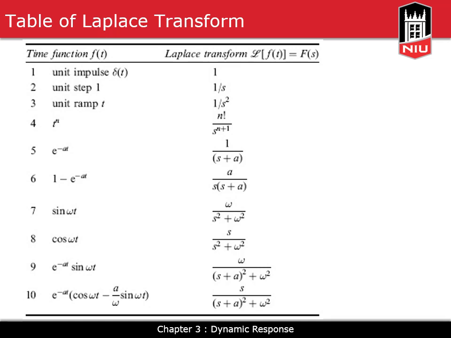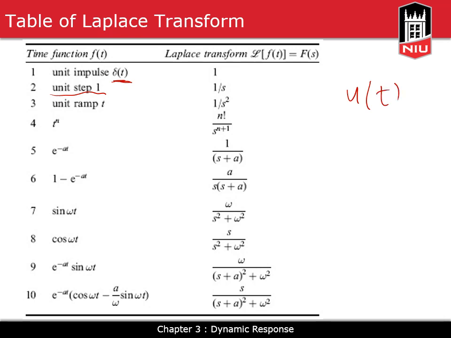For example, in the first row, you see the unit impulse function, delta of t. This is the Dirac delta function. It is 0 everywhere except for time 0. At time 0, it has an infinite value. Its Laplace transform is just 1. Unit step, that is the function that you probably have been using u of t to show in other courses.